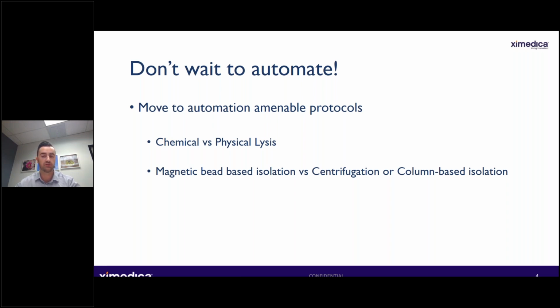One example is to use a chemical lysis method instead of a physical lysis method. That's a pretty widespread technique, and in general, steps like reagent addition and incubation steps are among the easier parts of a protocol to automate, instead of more physical processes like bead beating or ultrasonic shearing, things like that.